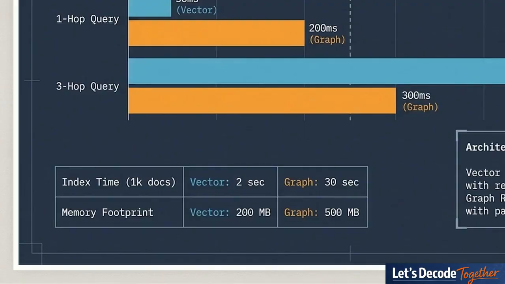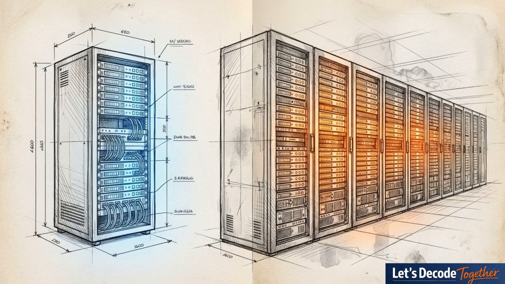Looking at the data table in the lower left corner reveals the hidden costs of GraphRAG: upfront index time and required memory footprint. The infrastructure tax is severe. Graph takes 15 times longer to index documents and requires more than double the memory footprint compared to Vector.